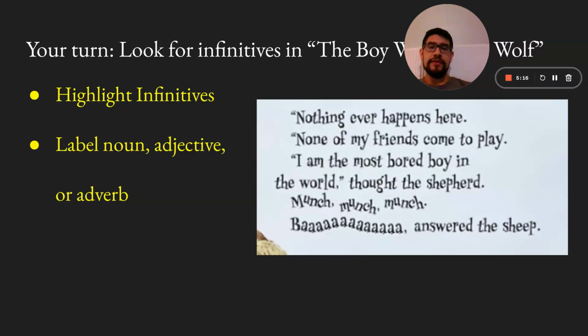So the infinitive in the second sentence would be to play. And it looks like it's being used as an adverb, modifying the verb come. You will also do the same with your copy of The Boy Who Cried Wolf.